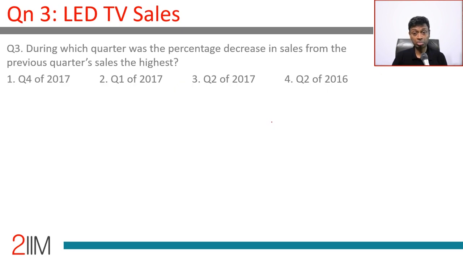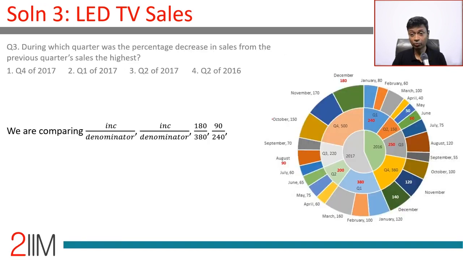During which quarter was the percentage decrease in sales from the previous quarter's sales the highest? Percentage decrease. Q4 of 2017. There's actually an increase from Q3 to Q4. So we don't have to worry about it. Talking about the percentage decrease, the highest is an increase. So we don't have to worry about it.